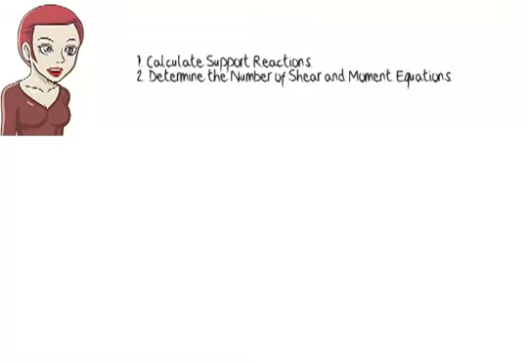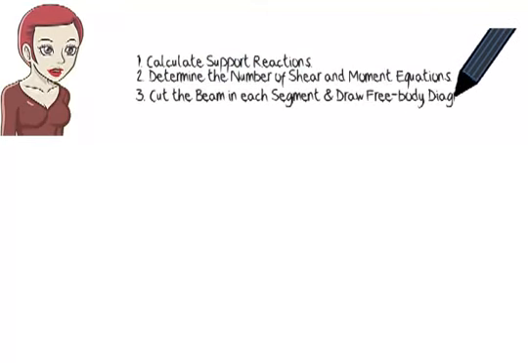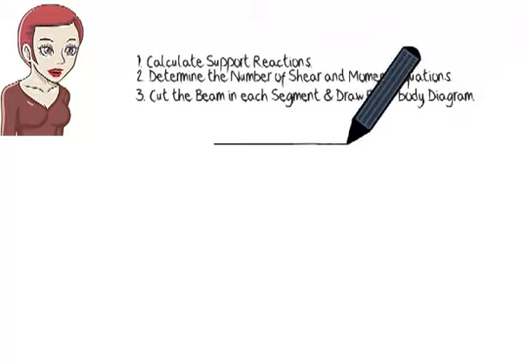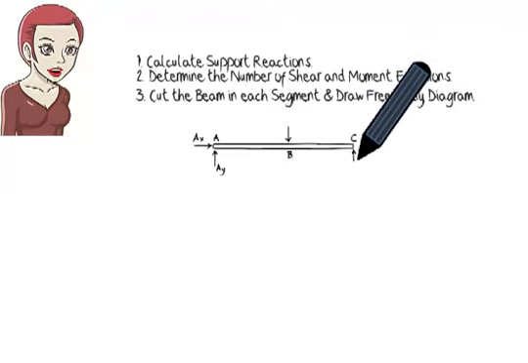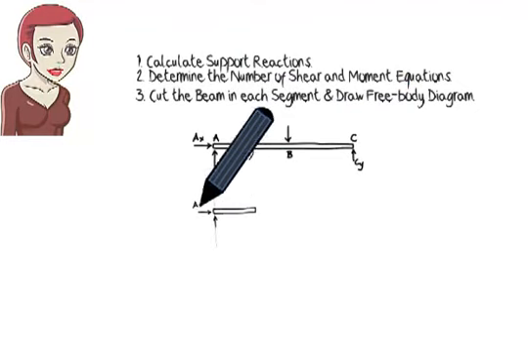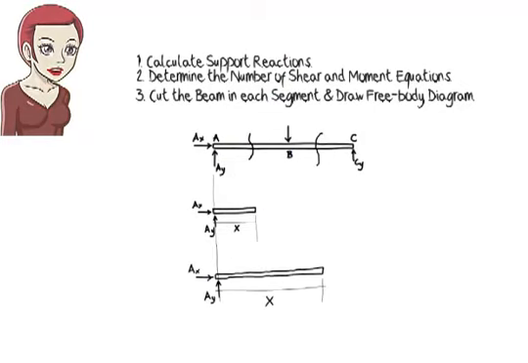In this step, we are going to cut the beam in each of the identified segments at some distance, say x, from the left end of the beam. For example, if this is our beam, we are going to cut it twice, once in segment AB and once in segment BC. Note that the distance from the left end of the beam to the cut point is labelled X in both cases. Then we draw the free body diagram for each segment.